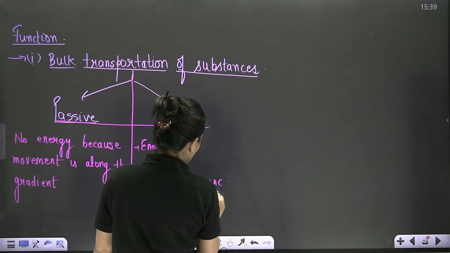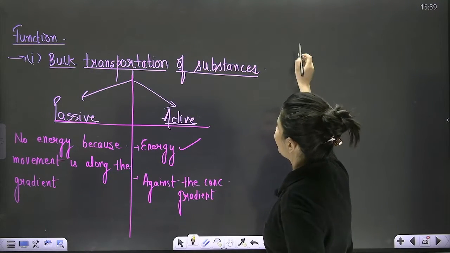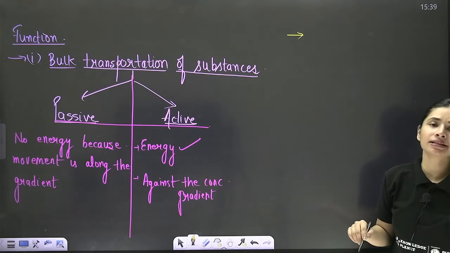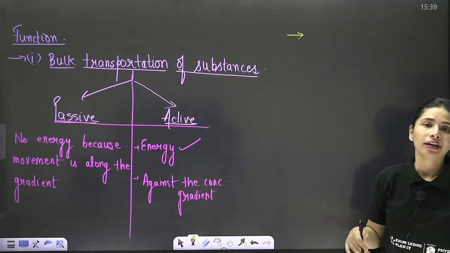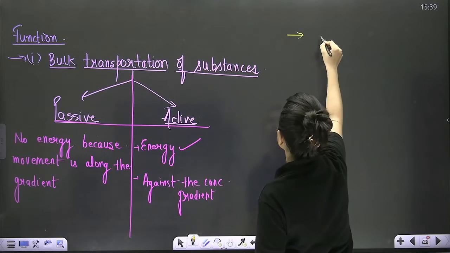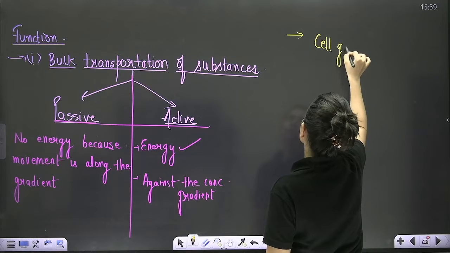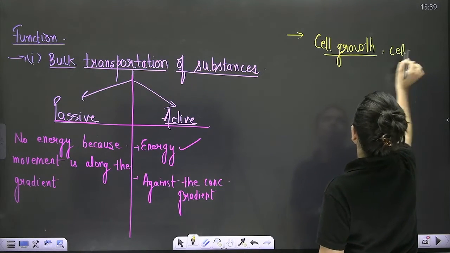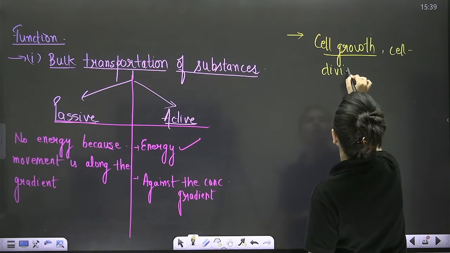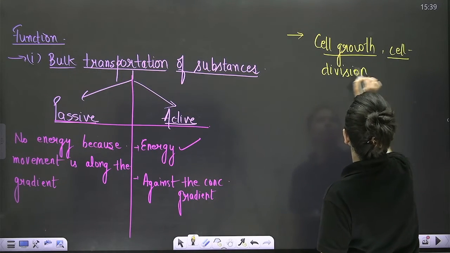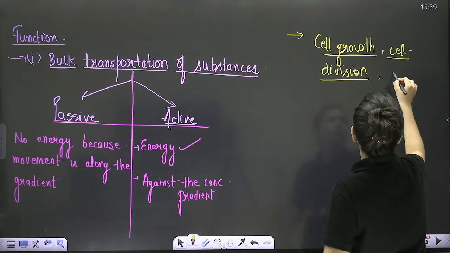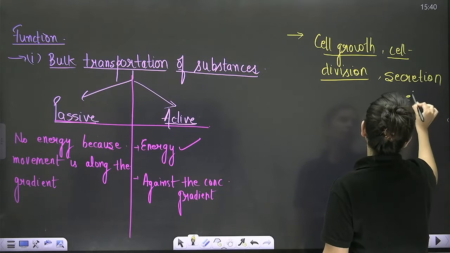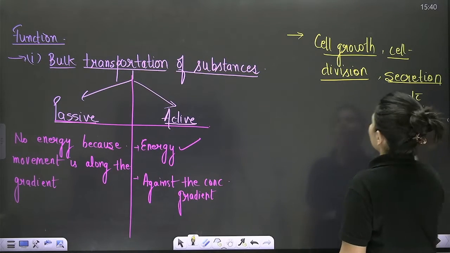Now, beta, apart from transportation, the next important function that plasma membrane performs is helping in cell division, cell growth, secretion, etc. So it also helps in cell growth, cell division, and secretion, etc. So all these are also the important functions performed by plasma membrane.